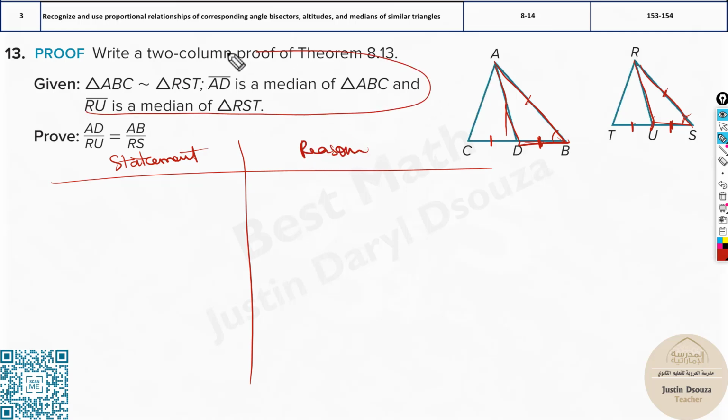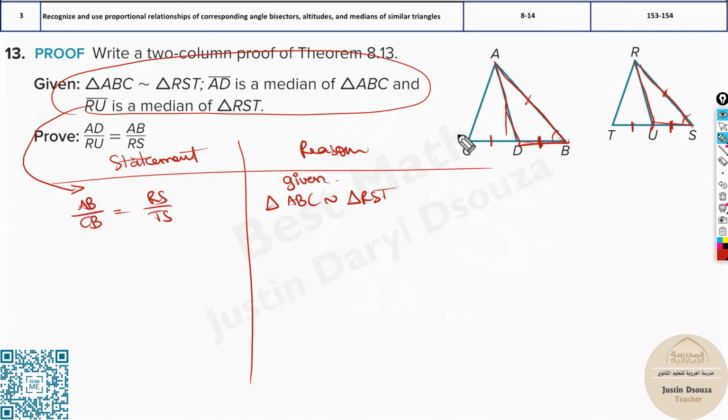First one, you have to write this entire thing. Please don't forget that. The first thing will be the given reason. After that, I'll directly write the statement we need. We know the two triangles are similar, right? So I'll write the statement that AB divided by CB is equal to RS divided by TS. Why? Because triangle ABC is similar to triangle RST, so all the sides are proportional to each other. Now here we are focusing on CB, this, and TS, this one, and we need to rearrange that.